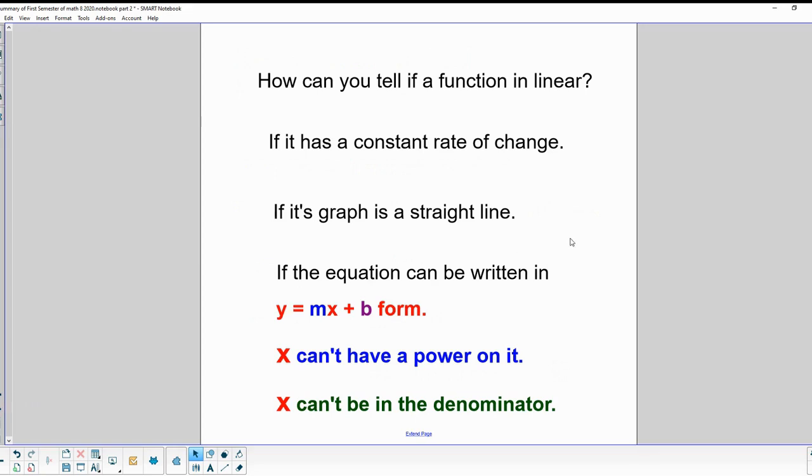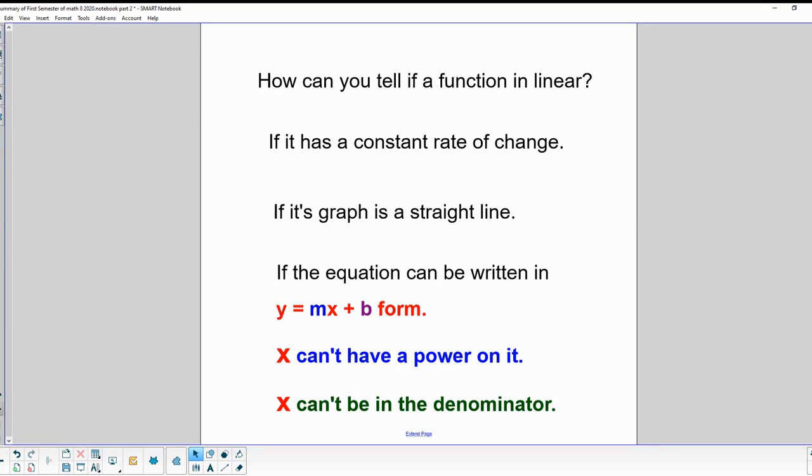We finished up by asking, how can you tell if a function is linear? And that was our last lesson, linear versus nonlinear. A function is linear if it has a constant rate of change, which we saw either by looking at a set of ordered pairs or looking on a graph, where it is a straight line, or if the equation can be written in the form of y equals mx plus b, where x can't have a power other than 1, and x can't be in the denominator of any side of the equation.